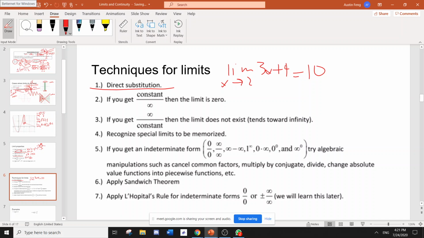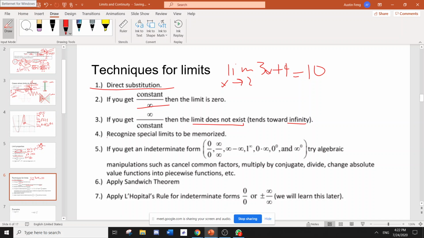And then if you get a constant over infinity, then the limit is 0. We can see this because, let's just say infinity is a really big number, right? And then infinity has infinite multiples of the constant. So you cancel out the constant, you get 1 over infinity, and 1 over infinity gets very close to 0. The same thing if you get infinity over a constant, the infinity is infinity times the constant. So the limit doesn't exist because it goes towards infinity.